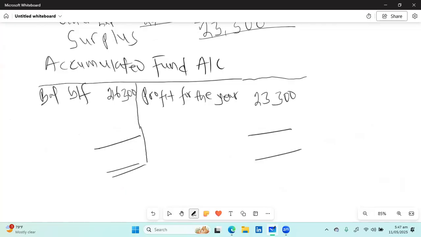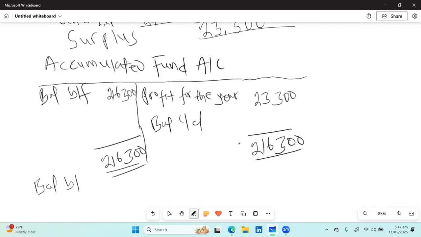So 216,300, and 23,300. Once our balance carried down will be here, and our balance brought down comes here, then it means that government institution is still making losses. So how much would that be? What's the difference? 193,000. Flat figure. Yes, sir. Okay.